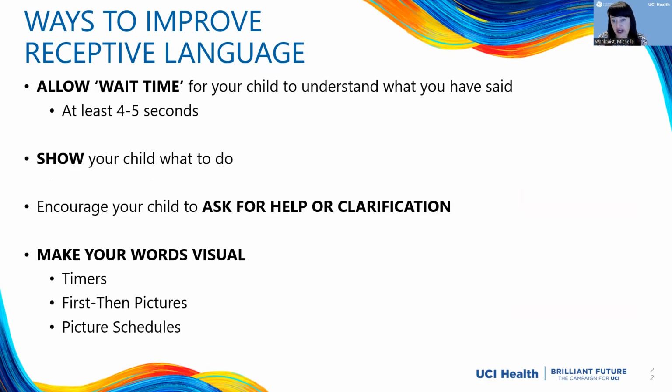Allow wait time for your child to understand what you've said. Our children with autism can be a little bit slower at processing or figuring out what's been said to them. So if you ask them a question like, what is your Batman character doing? It may take maybe 4 to 5 seconds for that kind of question to sink in. 1, 2, 3, 4. And then they might actually say, oh, he's driving his Batmobile.